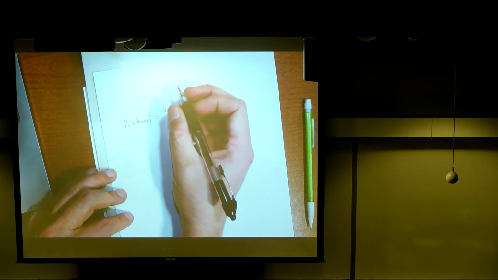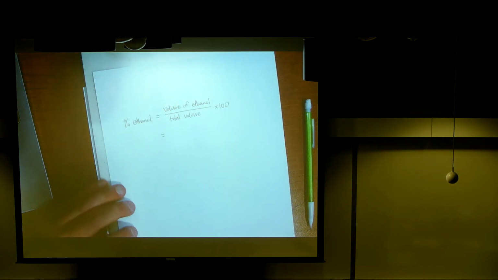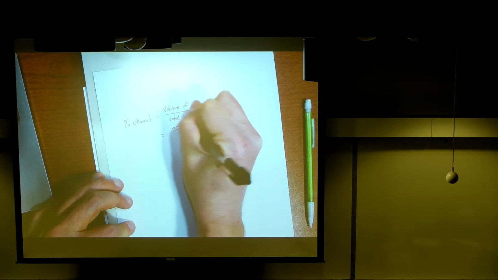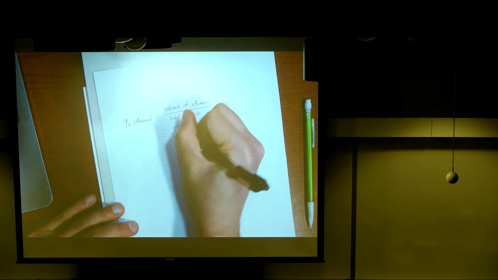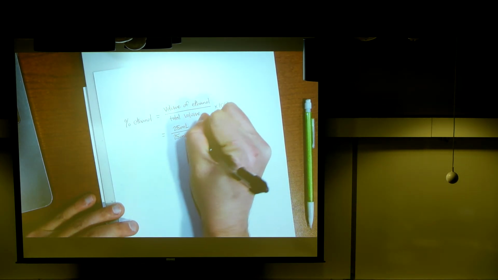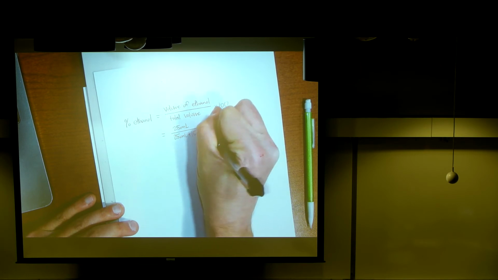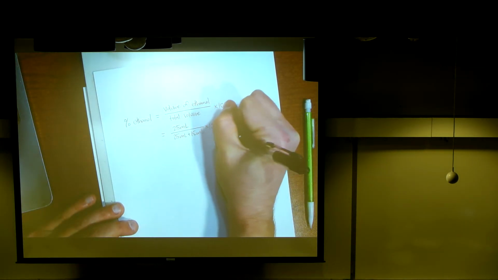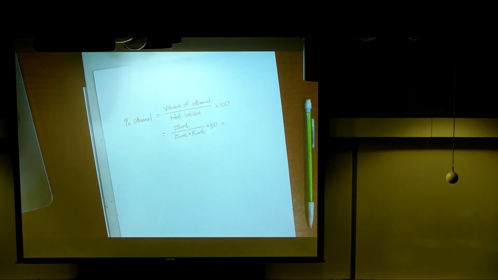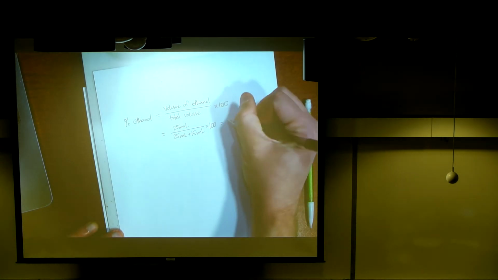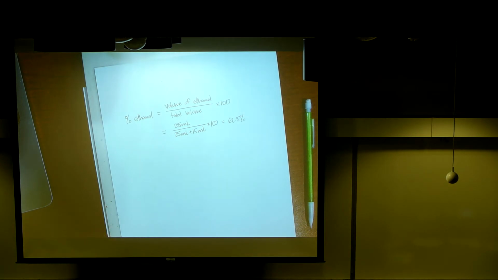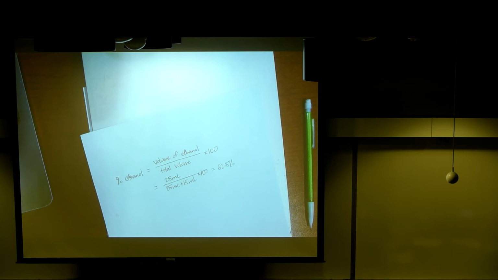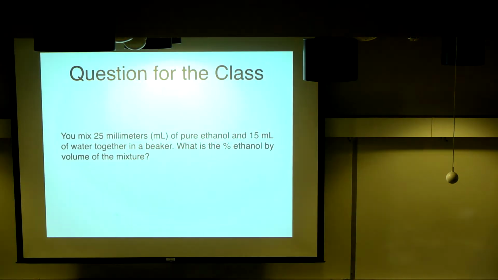So what is the volume of ethanol in this case? 25. It's 25 milliliters, right? What's the total volume? 40. Yeah, it's because we're mixing ethanol and water, we're mixing 25 milliliters plus 15 milliliters of water. So we need to add those together to get the total, and then we have to multiply by 100. So it's basically 25 over 40 times 100, right? And what's that? 62.5. There you go. So that's a basic calculation of the percentage.